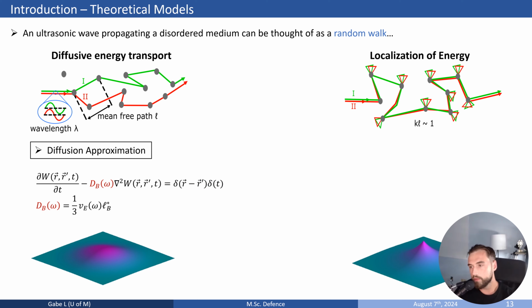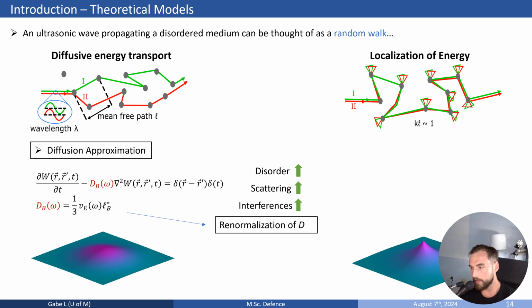The model that we use here is a diffusion approximation in the diffusive case on the left, where we can see the energy intensity W and the diffusion coefficient D_B, or the Boltzmann diffusion coefficient, where that's just a third of the product of the energy velocity V_E and the transport mean free path L star.